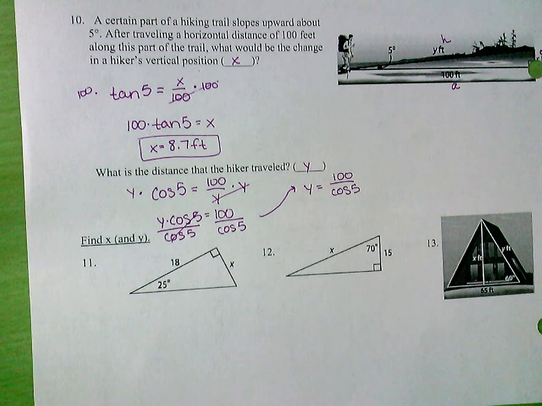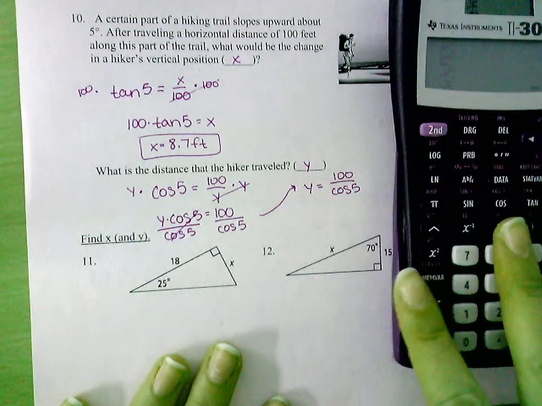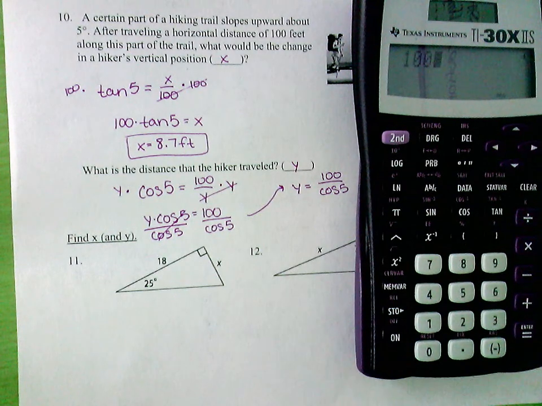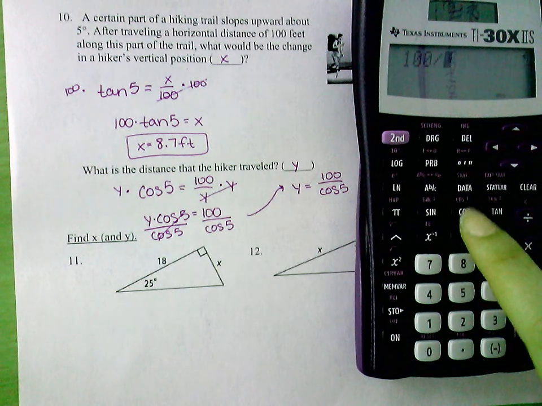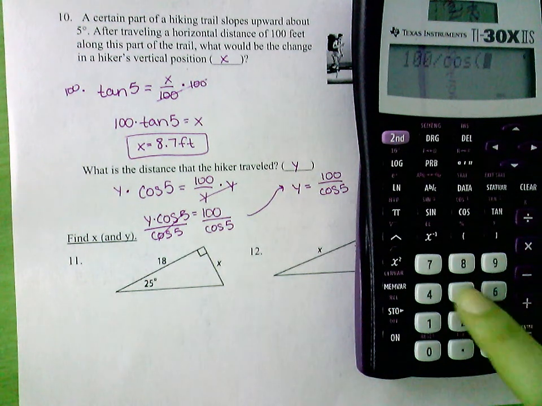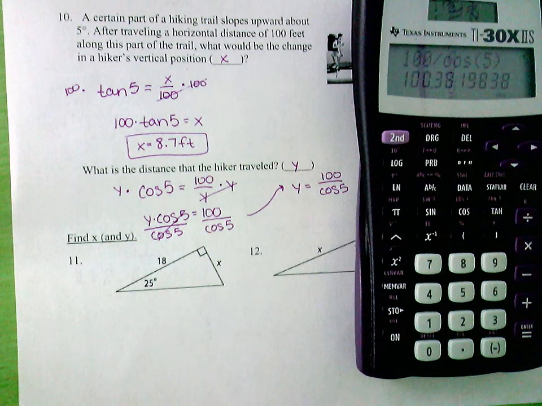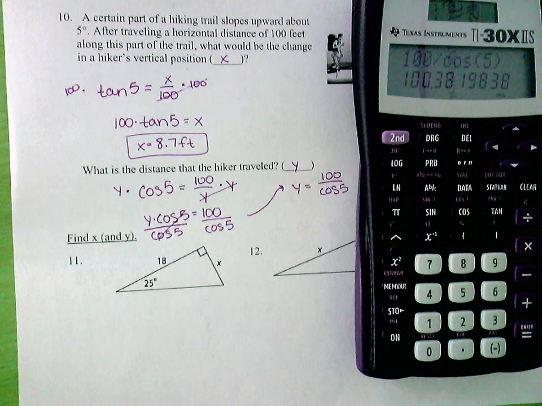And again, we can plug that into the calculator. So on this one, you can type in 100 divided by, you can press cosine, and then 5 and end your parenthesis. Then press equals. I got 100.38. Those of you who have the same calculator as me, did you not get 100.38?